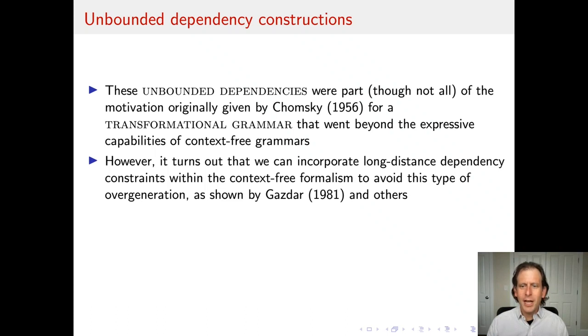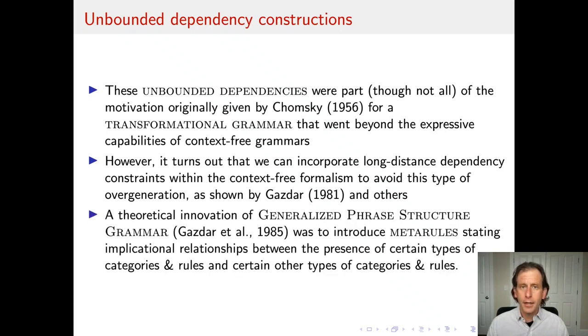However, it turns out that we actually can incorporate long-distance dependency constraints within the context-free grammar formalism, and we can avoid this kind of overgeneration. It took a long time for researchers to figure this out, and it was first shown around the beginning of the 80s by Gazdar and others. And what we're going to get to next is a theoretical innovation associated with the formalism that's called generalized phrase structure grammar: to introduce metarules that state implicational relationships between the presence of certain types of categories and rules and other kinds of categories and rules. This will keep us within the context-free grammar formalism, but it will allow us to model these unbounded dependency constructions.